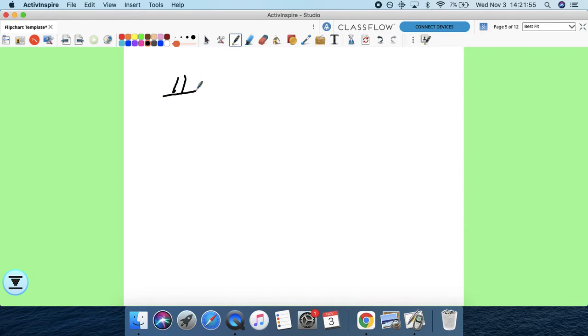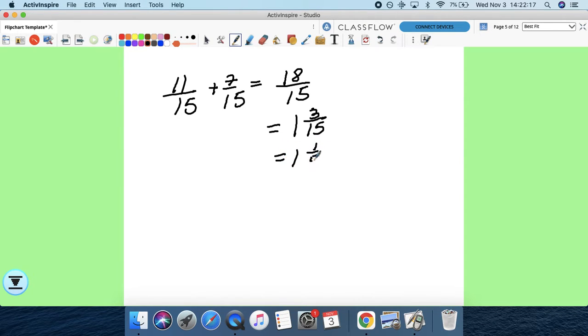11 over 15 plus 7 over 15. And we'll talk about simplifying tomorrow. So 11 plus 7 is 18. And 15 stays the same. If you went ahead and simplified, we can simplify to 1 and 3 over 15. Or that becomes 1 and 1/5. So that's your final answer.